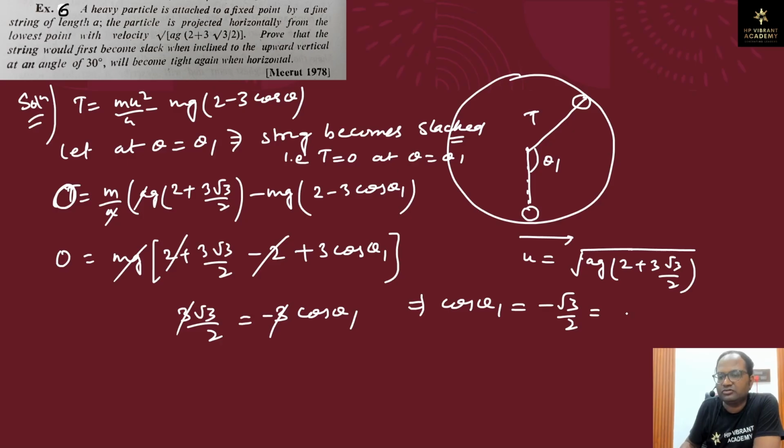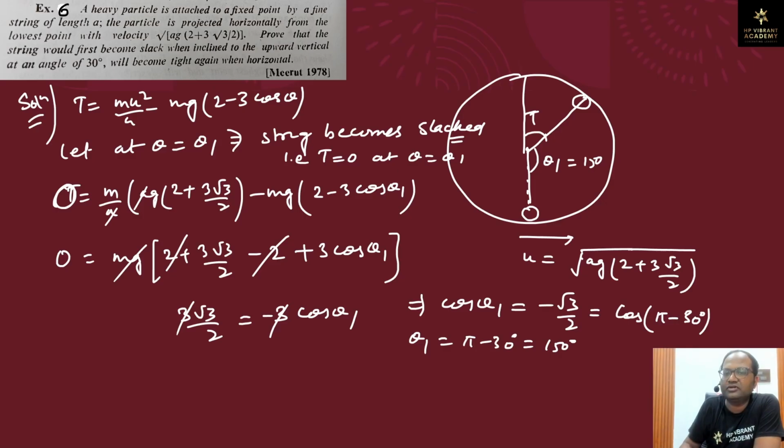This means cos theta 1 is equal to minus root 3 upon 2. This is equal to cos of pi minus 30 degree. Cos 30 is root 3 by 2, so cos of pi minus 30 is minus root 3 by 2. This means theta 1 is equal to pi minus 30 degree, equal to 150 degree. So this angle will be 180 minus 150, which is equal to 30 degree.